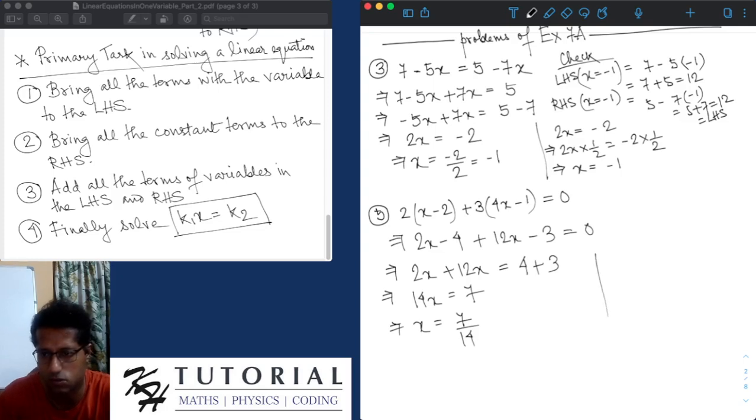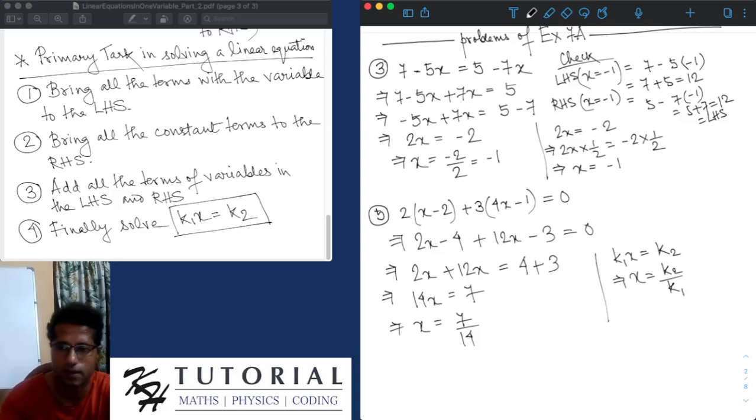So basically in the notes you see that the final form of the equation, after doing all these simplifications and bringing all the variable terms to the LHS and all the constant terms to the RHS, will be of the form k1x equals k2, where k1 and k2 are constants, fixed numbers. So from here we say that x equals k2 by k1, and do not worry, k1 will never be 0.